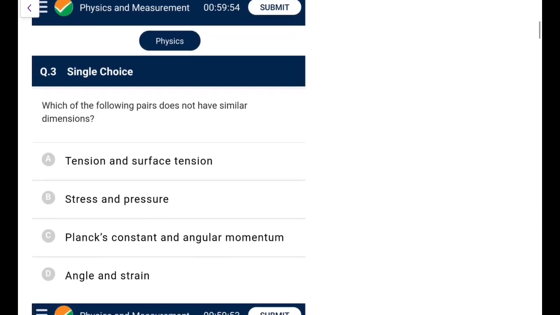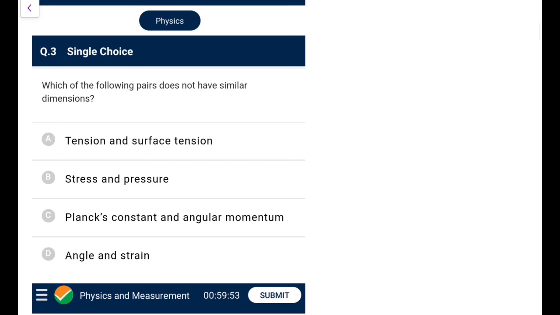Next one. Which one of the following pairs doesn't have similar dimension? Tension and surface tension. So this would be the answer, because surface tension is not a force, it is force per unit length, while tension is a force. So definitely they are not the same, so no need to move ahead, you can directly take it.